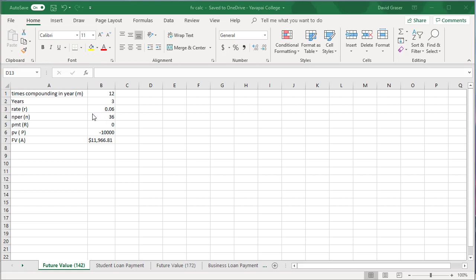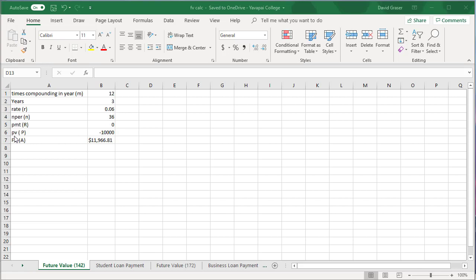So our 0.06. However, we could put that in as 6 with the percent sign after it, and it would work also. The fourth row here is the number of periods. That would be what we call N, and this is going to be 36 periods because we're doing it for 3 years monthly. Now this worksheet also allows a place for us to put in if we were making some payments on a regular basis. That's something that's called an annuity, and we'll talk about that a little bit later on. But here we have a space for it. But because there's 0 here, we're not making any payments.